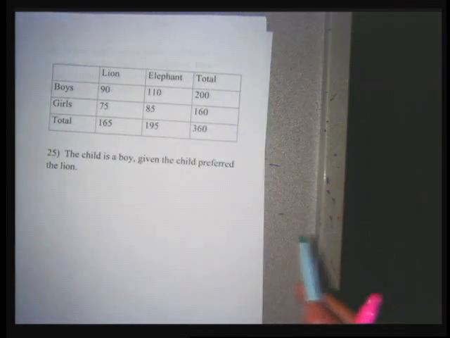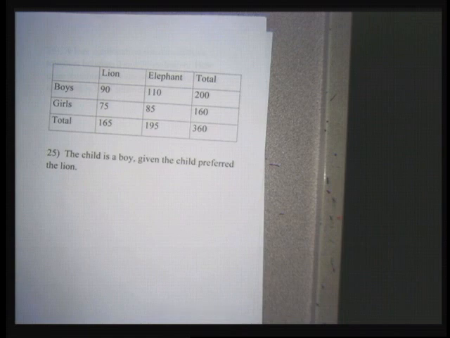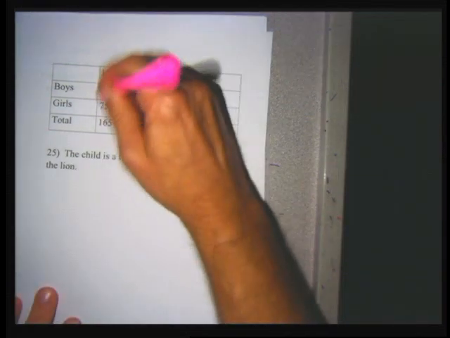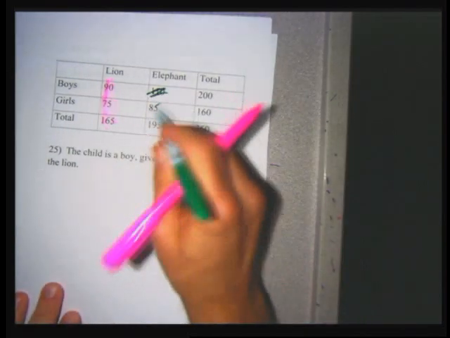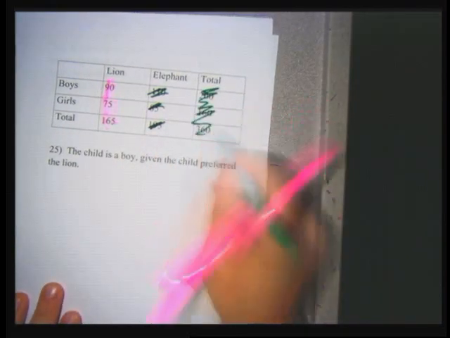For question 25, I go through and I read the problem. I need to figure out the part of the sample space or the part of the column or row of numbers that I need. And here it said the child preferred the lion. So these are the numbers that I need, and I'm going to ignore all of these. It won't make a difference.